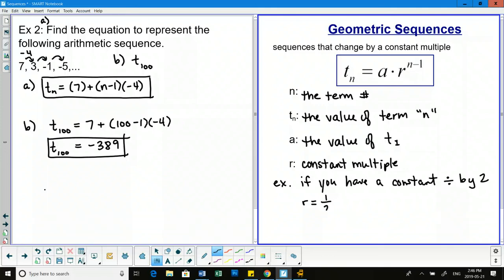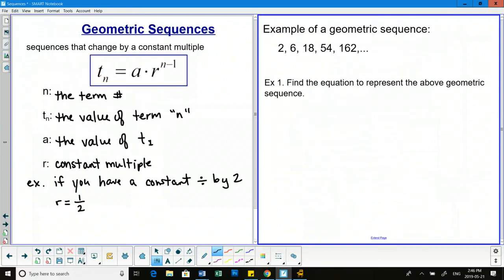I would be halving it. My R would be 1 over 2. If I were dividing by 3, my R would be 1/3. I'm taking a third of it, right? Nice.